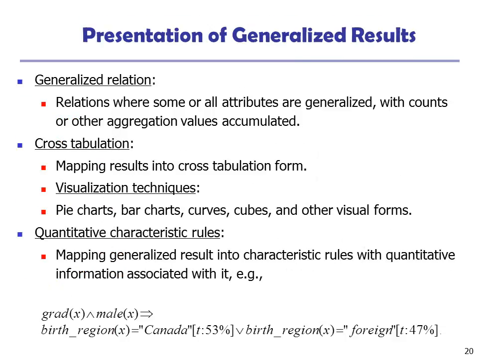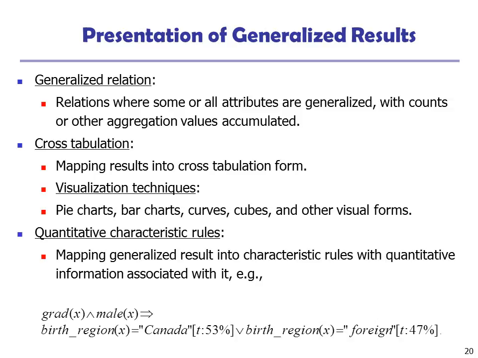So the generalized results can be presented to the end user in different ways. It could just be shown as a generalized relation, which was the middle table in that example, but it can also be shown as a cross tabulation, which was the third table in our example. And there are different visualization techniques that can be used, even with the cross-tabulated measures, such as pie charts, bar charts. There can be curves, cubes, or some other visual forms.